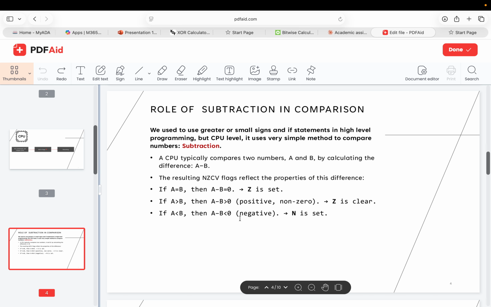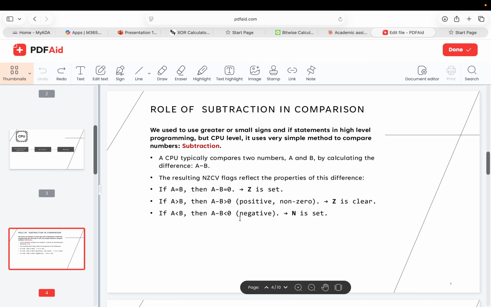Based on the result, the Z flag is set to on, or 1, when the result is 0. It means that the compared numbers are equal. When the Z flag is cleared, it means they are not equal. And if the N flag is not turned on, it means that the compared number A is greater than B, because their subtraction is a positive number. And if B is greater than A, when A minus B is less than 0, it's a negative number and the N flag is set to on. So let's see how those work over the examples.